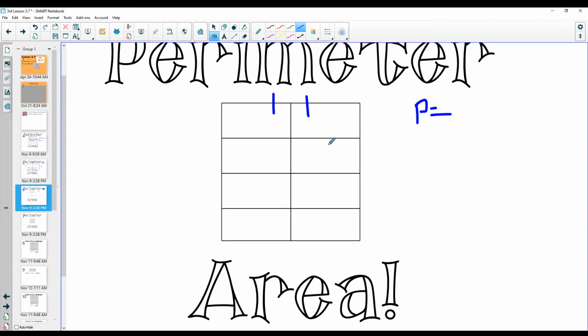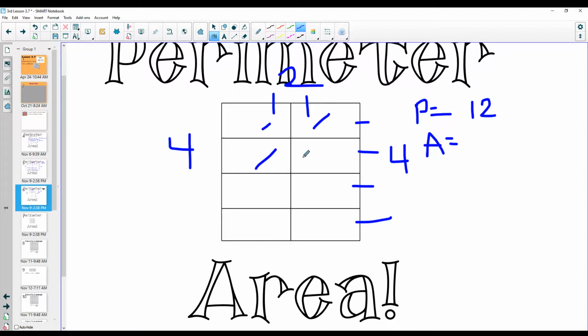Up here we get 2. For here we get 1, 2, 3, 4. So I know 4 plus 4 is 8, 9, 10, 11, 12. Otherwise, you can go all the way around it and count if you need to. Area is the inside. Perimeter is the outside. Area: 1, 2, 3, 4, 5, 6, 7, 8. All right, that's the difference between area and perimeter.